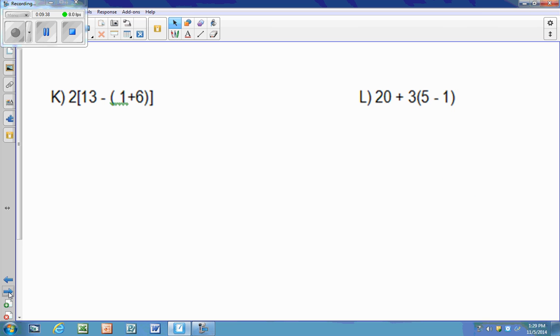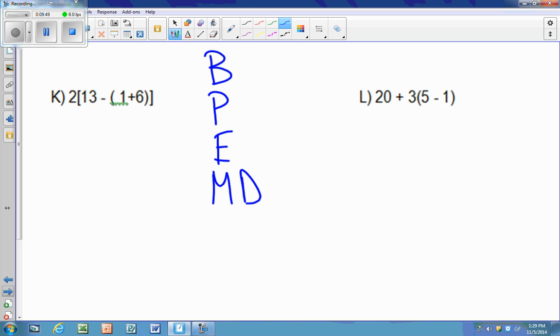The final 2 that I'm going to work on are right here, letter K and L. We're going to use for now, and so we have our B Pemdas. So we're going to start with brackets. That's what these are over here. These are brackets. So I have to do everything in the brackets first.